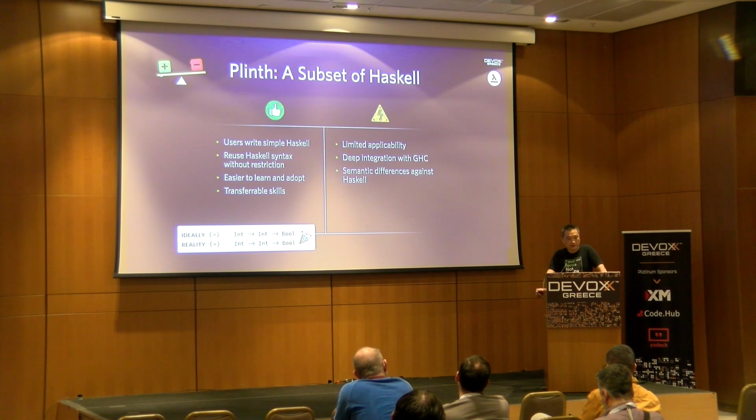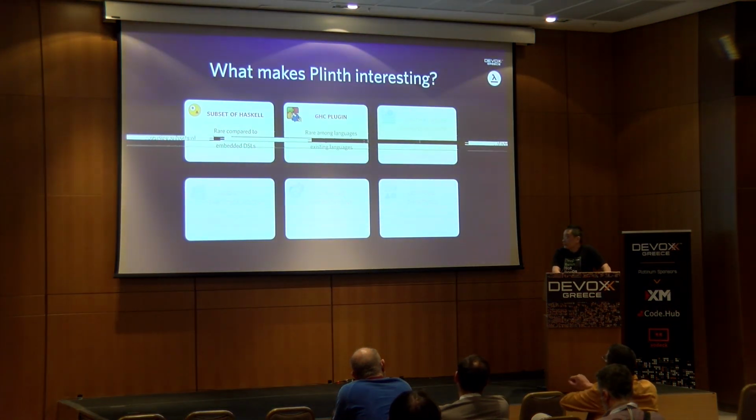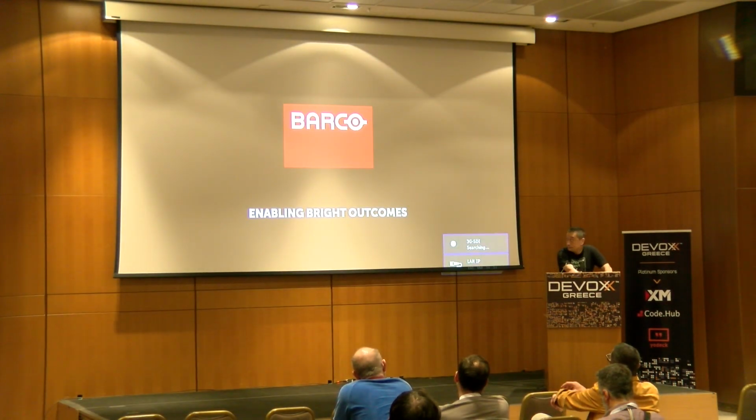There's also a semantic difference against Haskell. Haskell is a lazy language, and Plinth is a strict language. What this means is that some of the good coding patterns and good practices in Haskell are not necessarily good practices for Plinth. It's not like the result is wrong, but it just may not be as efficient as you like. So these are the downsides of Plinth as a subset of Haskell.